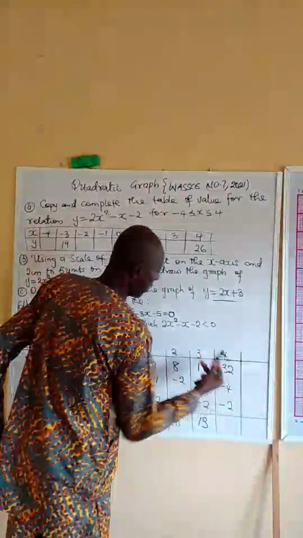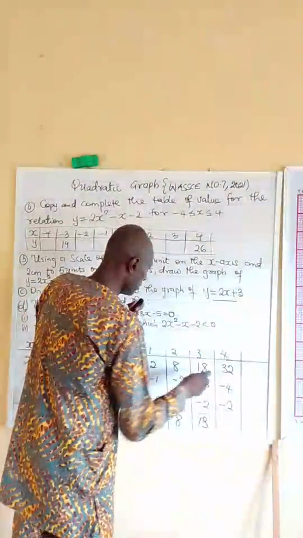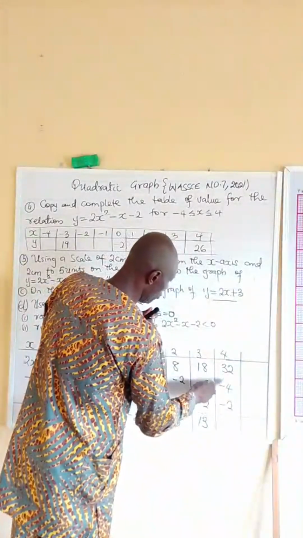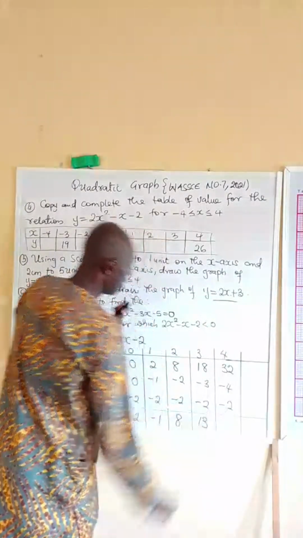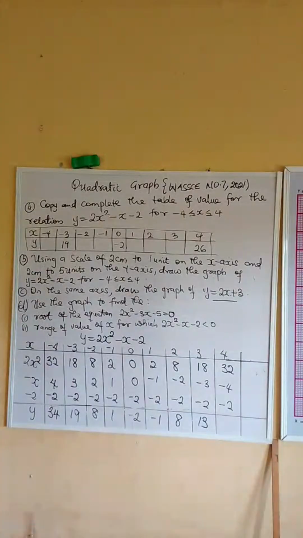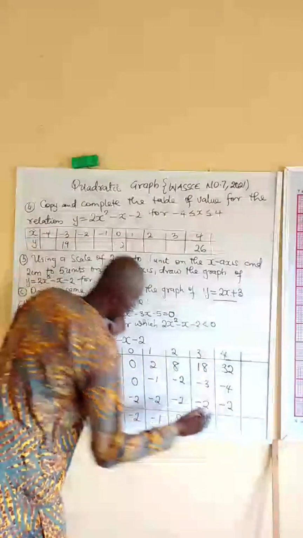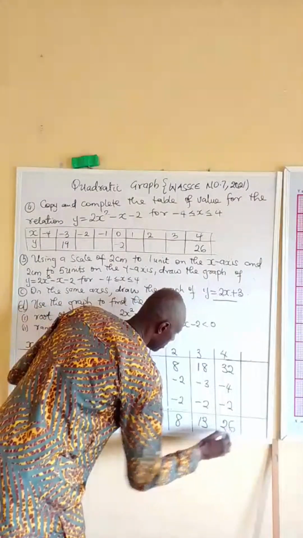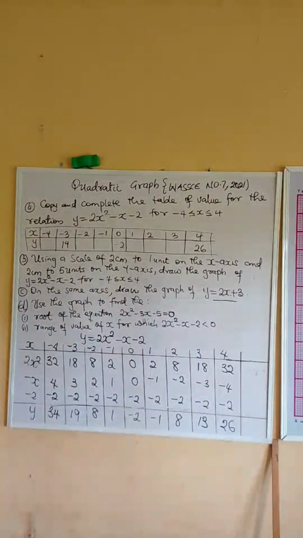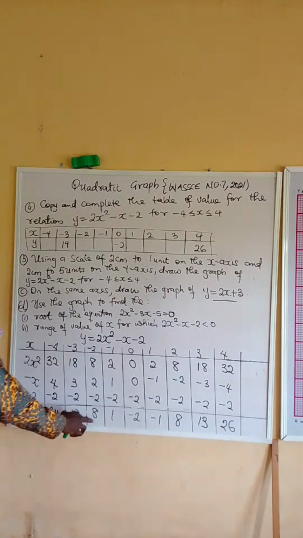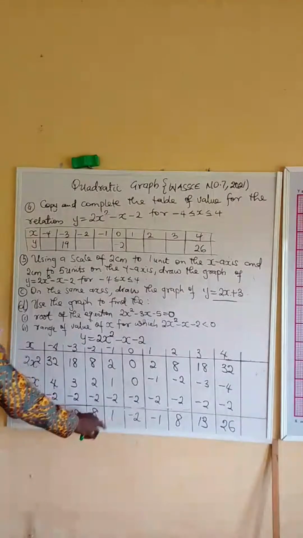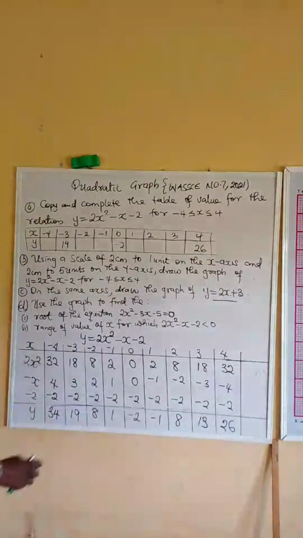Now, here is minus 32. Minus 2 gives us 30. 30 minus 4 is 26. These are the values. Let's confirm it here. Yes, 19 correct. 34 correct, 19 correct, 8 correct, 1 correct. That place is minus 2 correct, minus 1 correct.